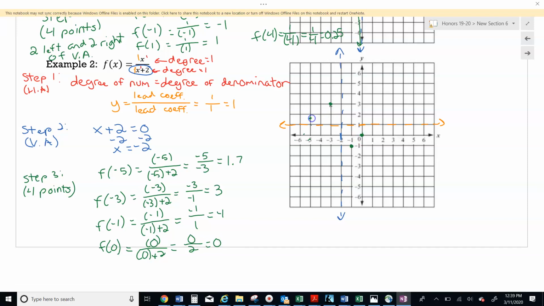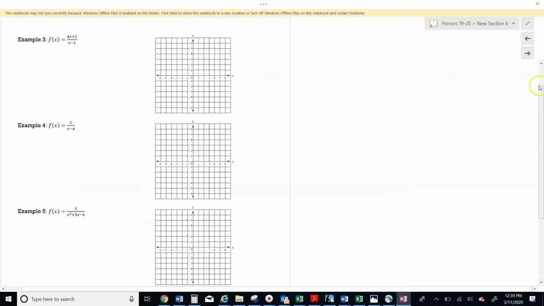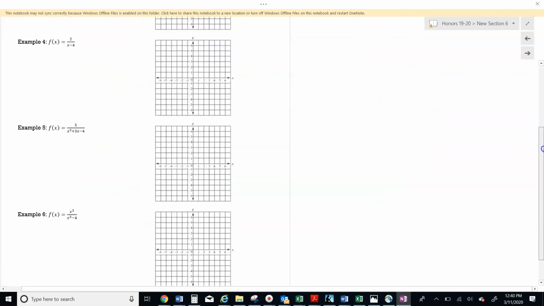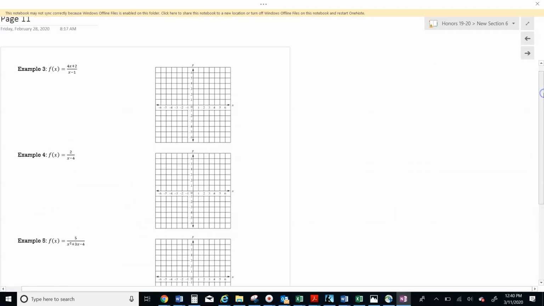Okay, so these points are in this corner over here, so I know it's going to follow along with that corner. These points are down here, so I know it's going to follow along in this corner. Okay? And there's x over x plus 2. Okay, let's go ahead and turn the page. We have a lot of examples. Okay, looking at example 3.